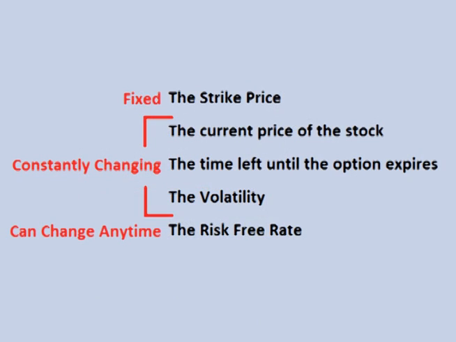In the last video, I mentioned that option pricing only has 5 inputs, or 6 if the stock pays a dividend. The strike price is fixed, but the stock price, the volatility, and the amount of time left until the option expires are constantly changing, and interest rates may change at any time. As these values change, they affect the price of the option. In the next video, we will begin to look at how these changing values affect an option's price by taking our first look at the Greeks.